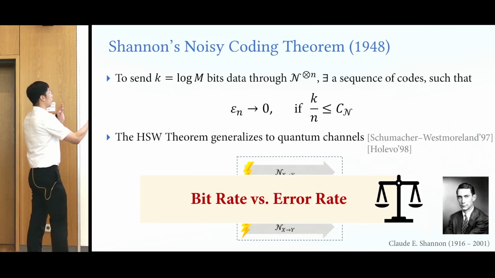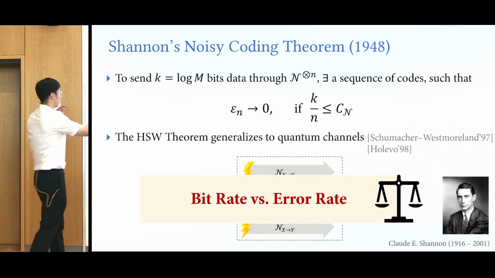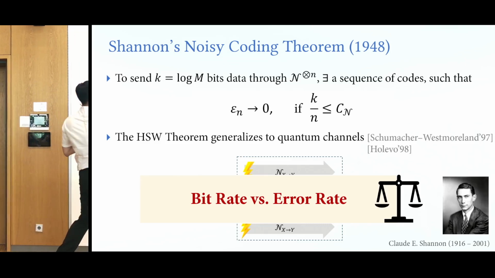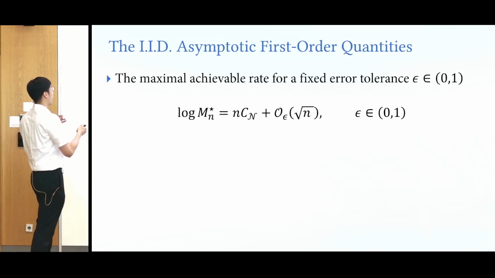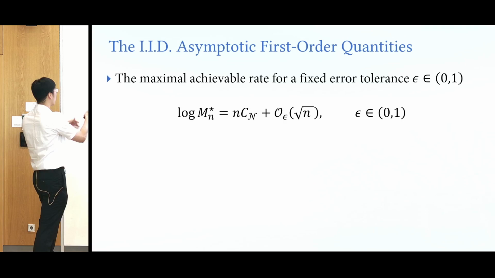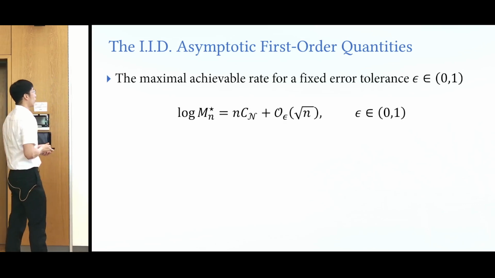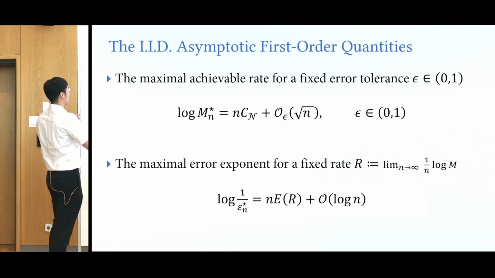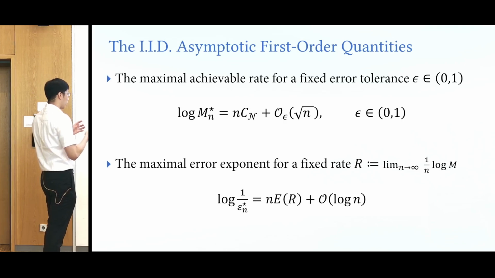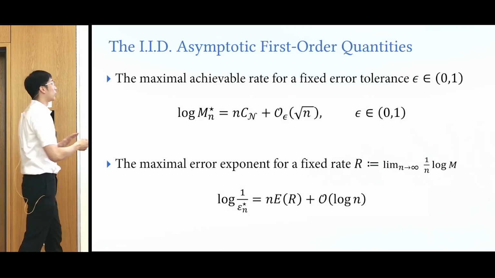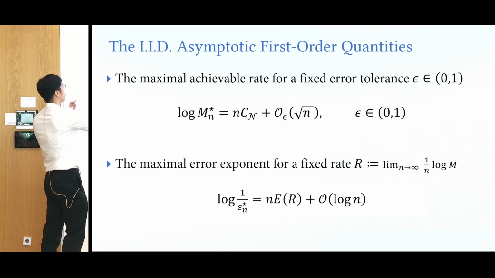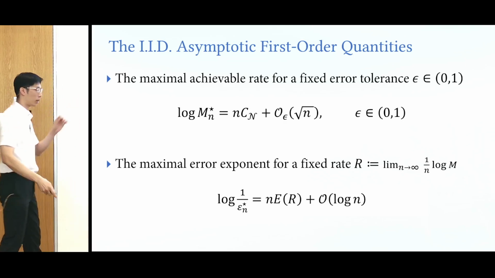Then later, many people studied these two important operational quantities: bit rate versus error rate. Bit rate is the number of bits per channel use. Error rate is the convergence rate. The channel capacity here is the first order of the IID asymptotic expansion of the maximum number of bits if your error tolerance is a fixed constant between 0 and 1. On the other hand, if the rate is fixed, then the optimal convergence rate of error is the first order of this quantity. In this talk, we will not talk about any higher order terms. We will only focus on the first order terms.